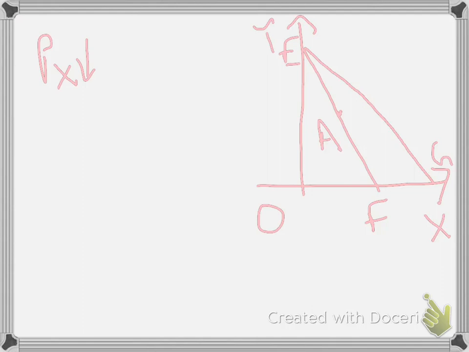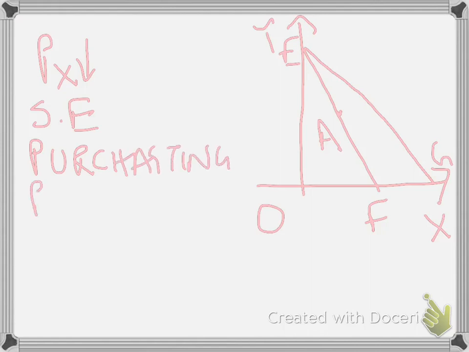And our textbook is going to talk about two kinds of effect that happen whenever there is a change in price of X or Y or one of the goods. One is what we will call a substitution effect, which I am going to shortly write as SE. And the other one is what we are going to call the purchasing effect, or purchasing power effect.